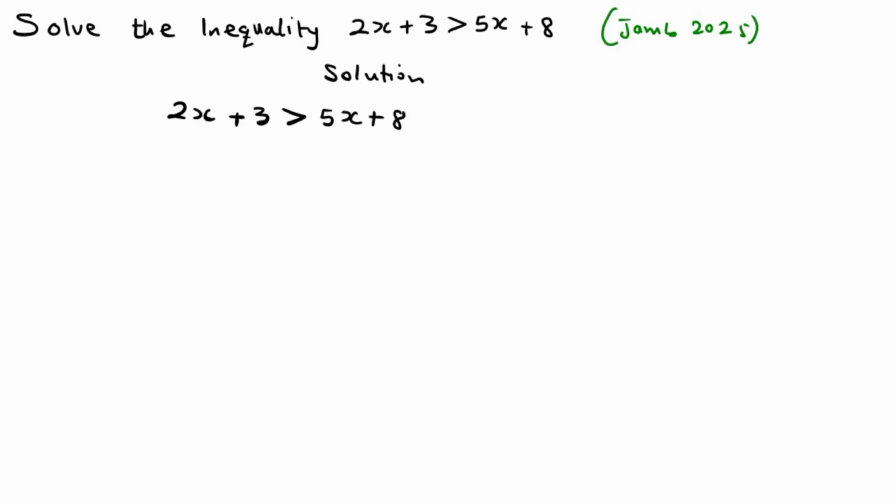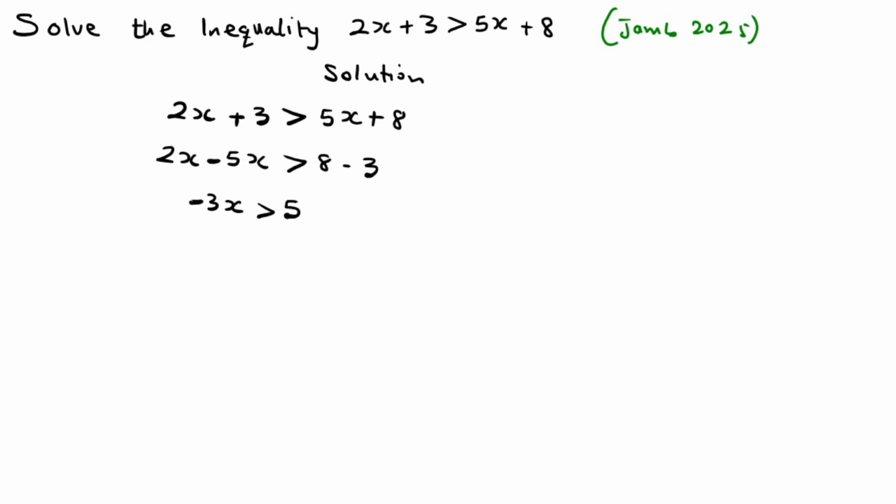So the first thing I'm going to do is to collect the like terms. So I have 2x, then this 5x, when it comes to the left hand side, it becomes minus 5x, greater than 8 minus 3. If you take the 3 to the right hand side of the greater than, it becomes minus. Then 2x minus 5x will give us minus 3x, greater than 8 minus 3, which is 5.